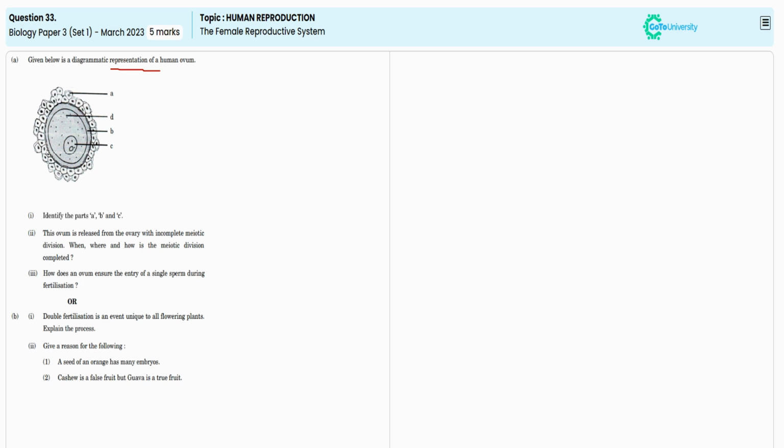In the first sub-question, they are asking us to explain what is A, what is B and what is C. A is nothing but cells of corona radiata and B is nothing but the zona pellucida layer, also we can say pre-vitelline membrane, and C is representing the haploid nucleus. For this narration, you will be getting 1.5 marks.